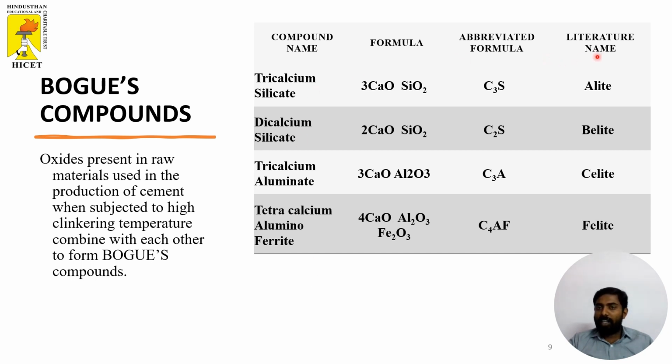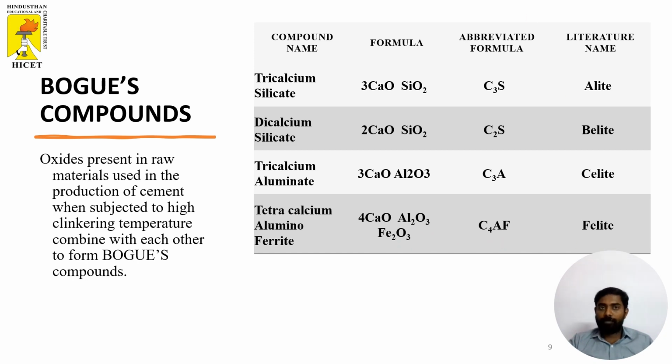The compound name, formula, abbreviated formula and literature name are given here: tricalcium silicate, dicalcium silicate, tricalcium aluminate, and tetracalcium aluminoferrite. Tricalcium silicate, 3CaO·SiO2, is C3S, called alite. Dicalcium silicate, 2CaO·SiO2, is C2S, called belite. Tricalcium aluminate, 3CaO·Al2O3, is C3A, called celite. Tetracalcium aluminoferrite, 4CaO·Al2O3·Fe2O3, is C4AF, called felite.